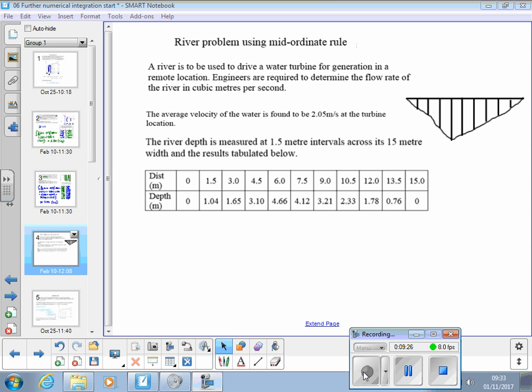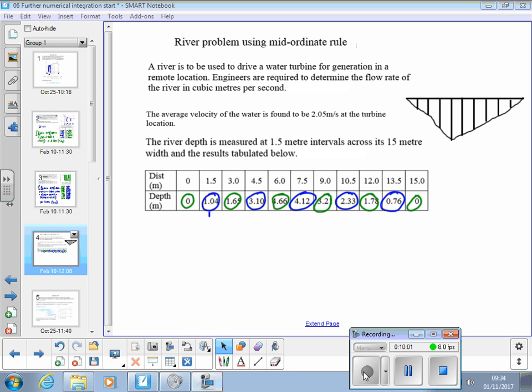We're not being given any extra data for the mid-ordinates. So all we can do is say that these are the ordinates, and these are the mid-interval values. Okay, that's all you can do with that. So there's a limiting factor of this, where you've got that data.